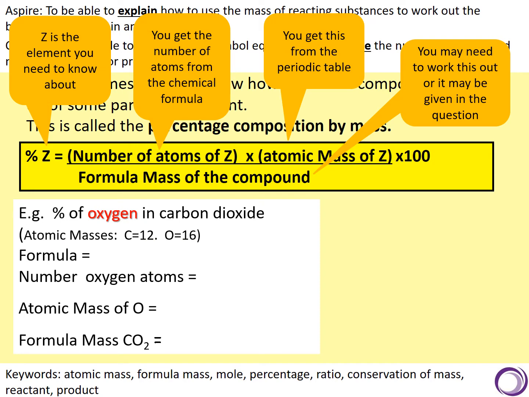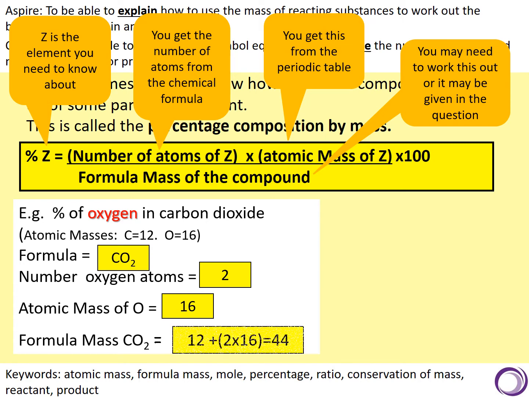So here's an example. If you were asked to work out the percentage of oxygen in carbon dioxide, we would look up our atomic masses, and we've got the masses of carbon and oxygen there. So the formula for carbon dioxide, of course, is CO2. So that tells us, because of that little number 2, that there are 2 oxygen atoms in every molecule of carbon dioxide. The atomic mass of oxygen is 16, and the formula mass for the carbon dioxide is our 12 plus 2 lots of 16, which comes out as 44.